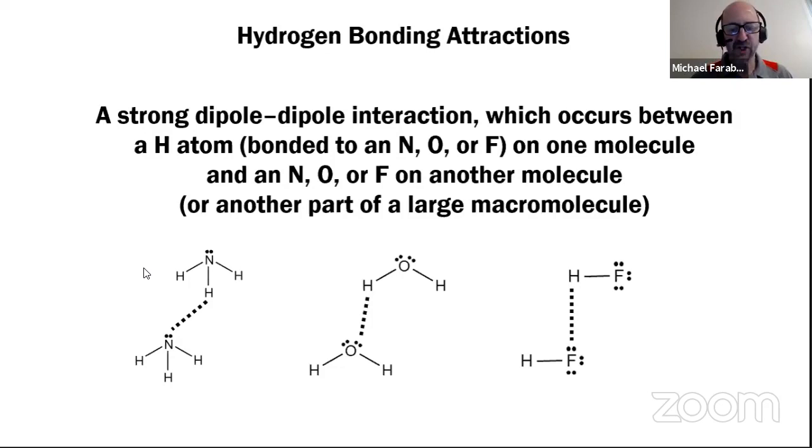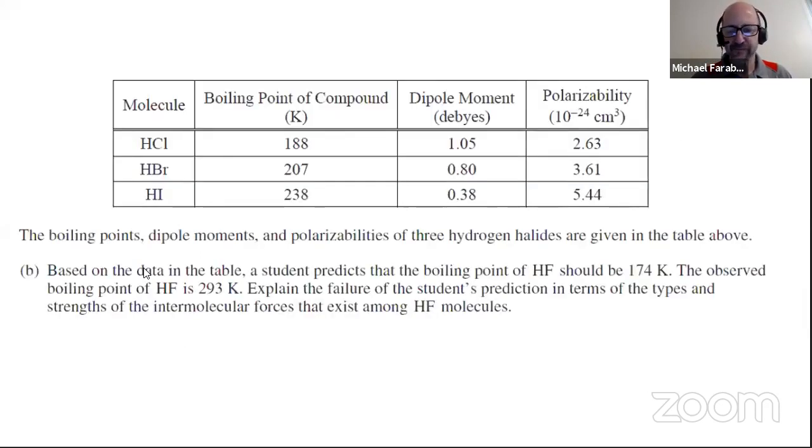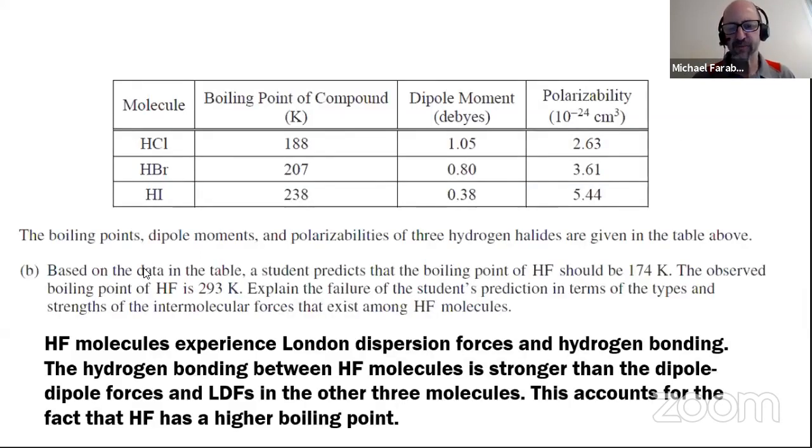So let's use hydrogen bonding in our answer to part B. HF molecules experience London dispersion forces and hydrogen bonding. The hydrogen bonding between HF molecules is stronger than the dipole-dipole forces and the London dispersion forces in the other three molecules, and the strength of that attractive force accounts for the fact that HF has a higher boiling point.